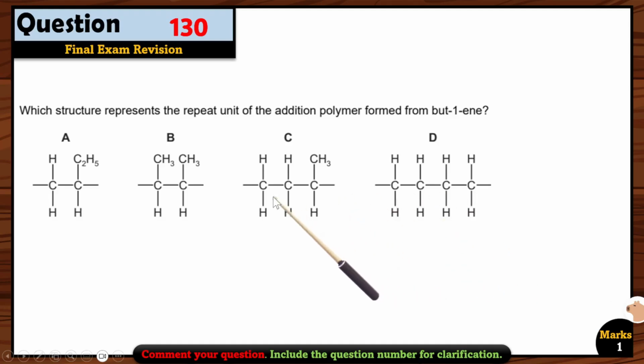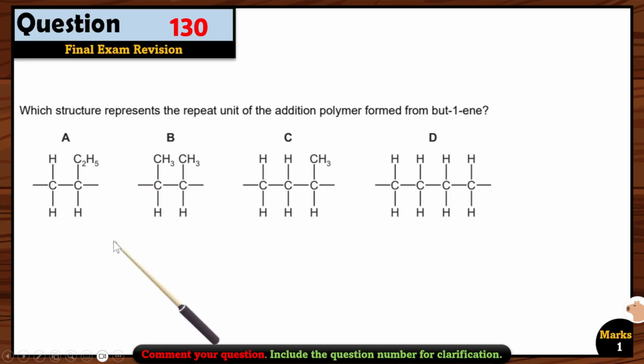Why? Because in the main chain, if you see, you have 3 carbons. But for addition polymerization, the monomer should have only 2 carbons in the main chain. The remaining carbons should be in the side chain. So 2 are here and the remaining 2 are on the top, right? So these two options are right.